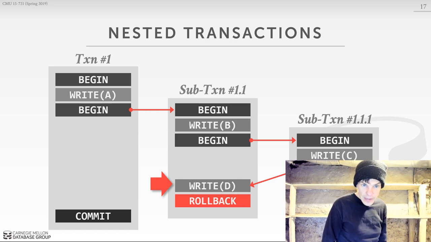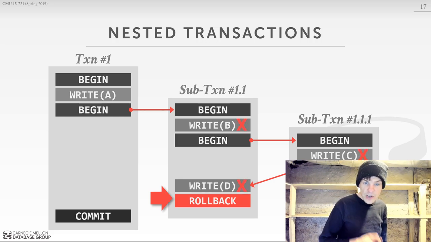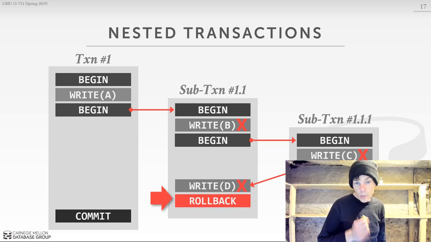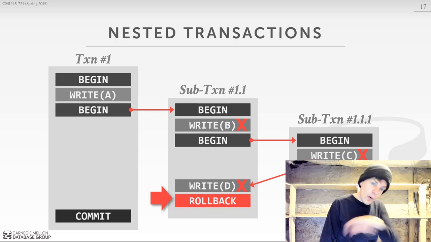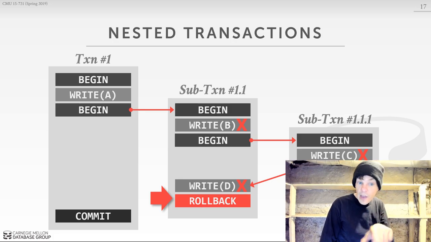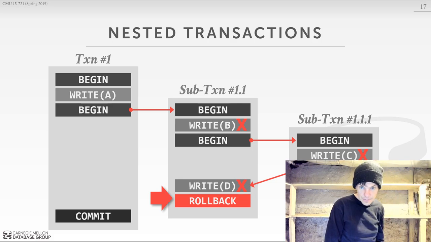So now I do my write on D, but now I hit this rollback command. What this rollback command is going to do is blow away all the modifications made by my transaction 1.1. So that's the write on B and the write on D. But it's also going to blow away the modification made on C by sub-transaction 1.1.1, right? Because the sub-subtransaction's final outcome depends on its parent transaction, and its parent transaction is doing a rollback.